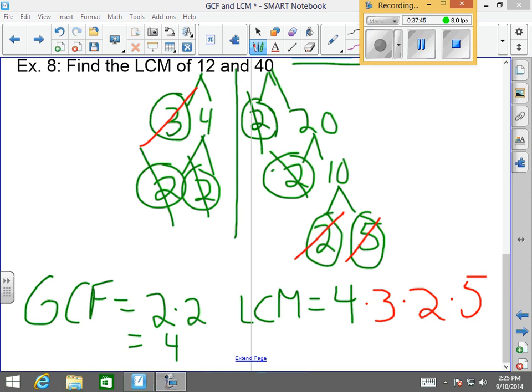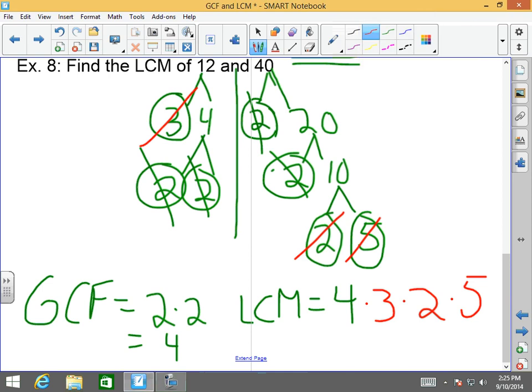Okay, guys, so like I said, you have the LCM of 4 times the leftover primes, which was a 3, a 2, and a 5. 4 times 3 is 12, times 2 is 24, times 5 is 120. And that is my LCM.